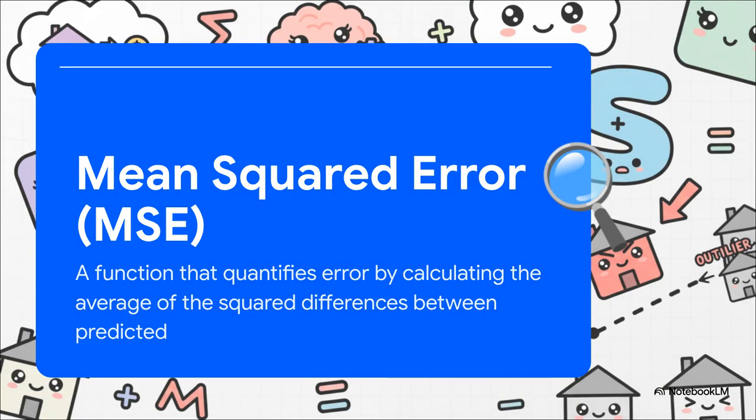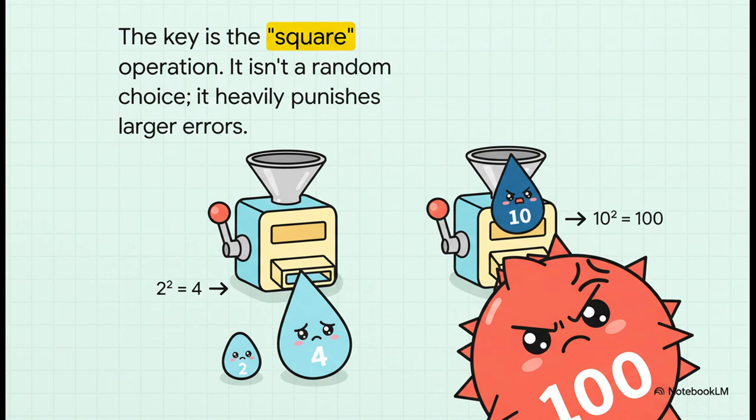For every single guess our model makes, we figure out the error, the difference between the prediction and the real answer. Then, here's the key, we square that error. And finally, we just average up all those squared errors. That's it. Now that squaring part, that is where all the action is. It's not just some random mathematical step. It is the secret sauce of MSE, and it has a massive impact on how the model actually learns.